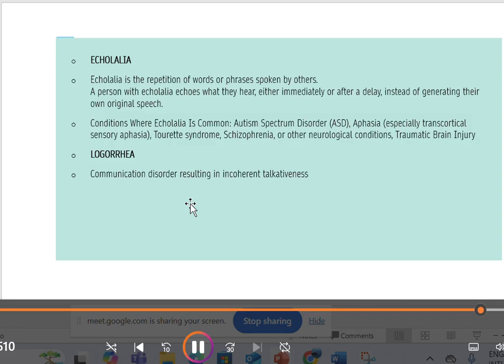Next is logorrhea. Logorrhea is a communication disorder resulting in incoherent talkativeness. I keep talking. In echolalia the other person keeps repeating, whereas in logorrhea we keep talking, but incoherently, not associated with something that is happening or with any one thing. In a particular context, I am talking something totally unrelated to the context. All such things are known as logorrhea. That is incoherent talkativeness; keeps on talking.